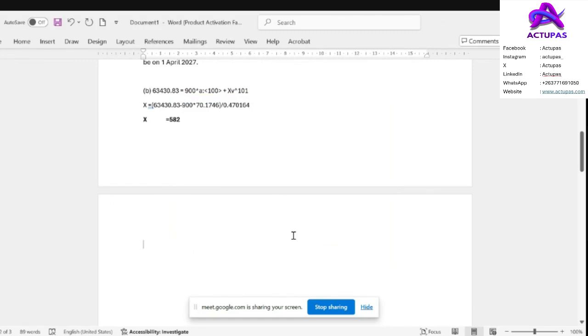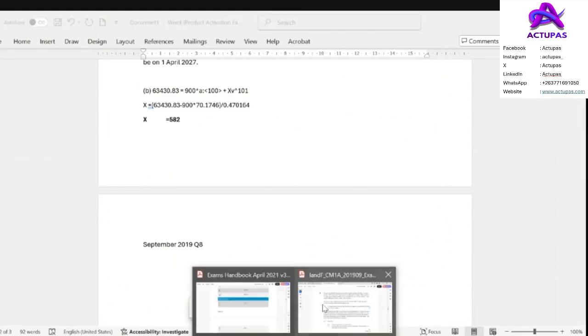Now we move on to the second question. Our second question is from September 2019. September 2019, I have our paper. September 2019, question number 8. This is our second revision question. So let's go to the question.